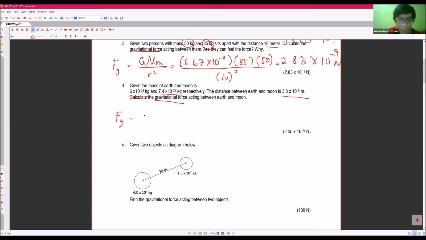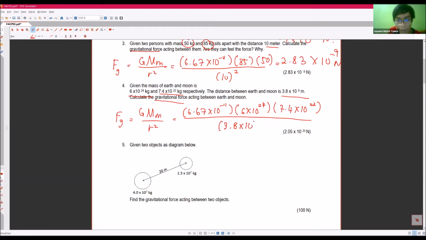Fg equals big G, big M, small m, over r squared. So 6.67 times 10 to the negative 11, times 6 times 10 to the power of 24, times 7.4 times 10 to the power of 22, divided by 3.8 times 10 to the power of 8 squared. Don't forget the square.